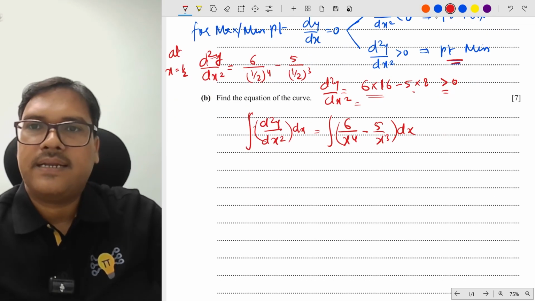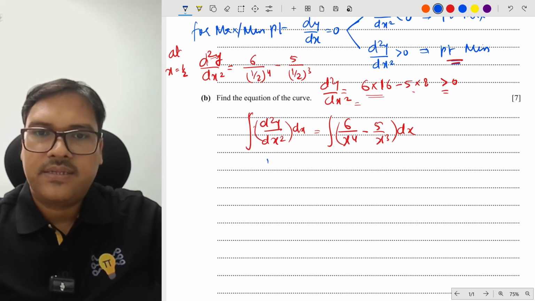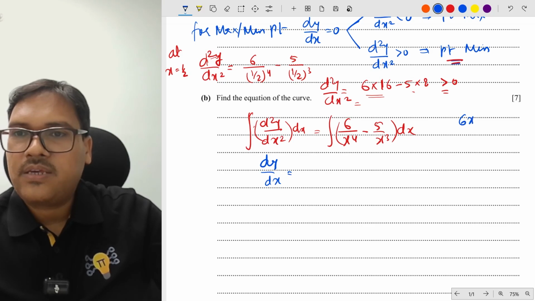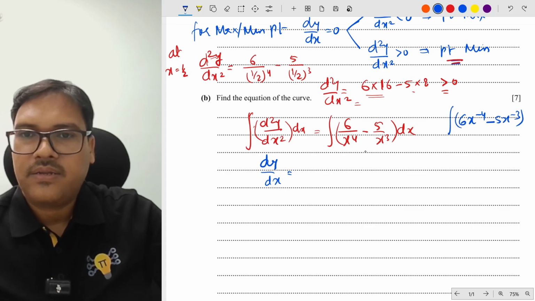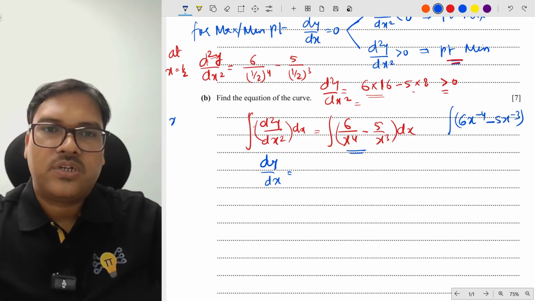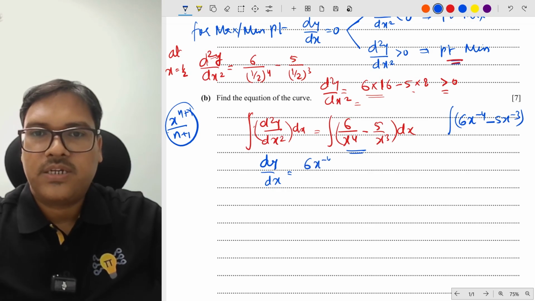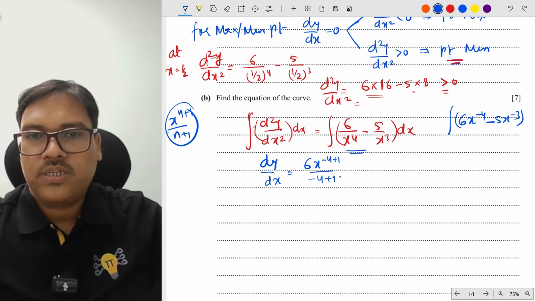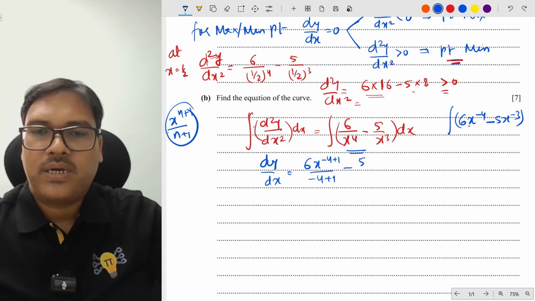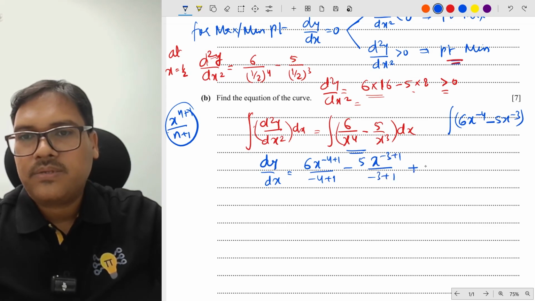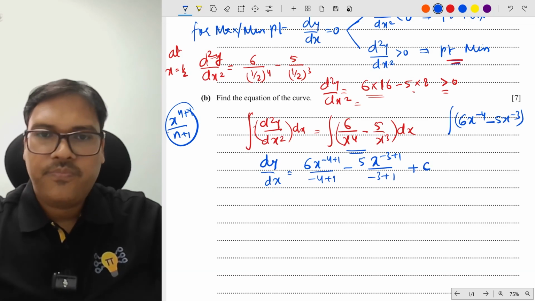Now what is this? If I integrate the second derivative, it will give you the first derivative, that is dy by dx is equal to, now how will you integrate this? So this is 6x to the power minus 4, minus 5x to the power minus 3. We know the integration of x raised to n is x raised to n plus 1 upon n plus 1, the formula for integration. So this is 6 x raised to minus 4 plus 1 upon minus 4 plus 1, and minus 5 x raised to minus 3 plus 1 upon minus 3 plus 1, plus constant of integration.